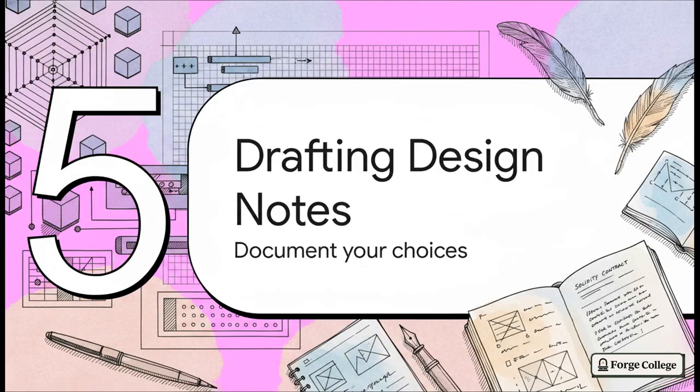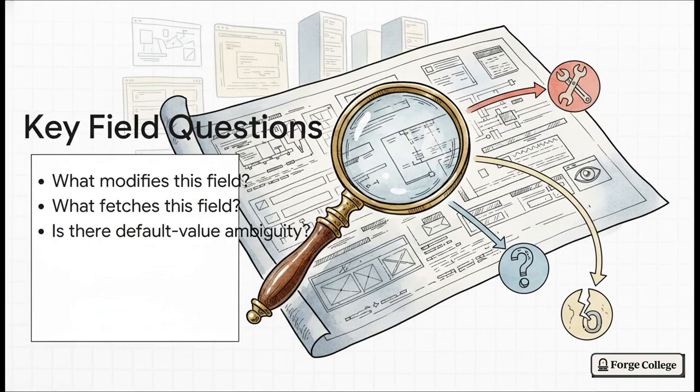Okay, section 5, drafting your design notes. It's time to actually document your engineering choices. As you start inking out your notes, every single variable in your blueprint has to clearly answer 3 core questions. What functions modify the field? What off-chain query fetches it? And, absolutely crucially, is there default value ambiguity? Documenting this up front ensures your off-chain indexer can actually read the data you write, leaving 0 logical holes in your state.